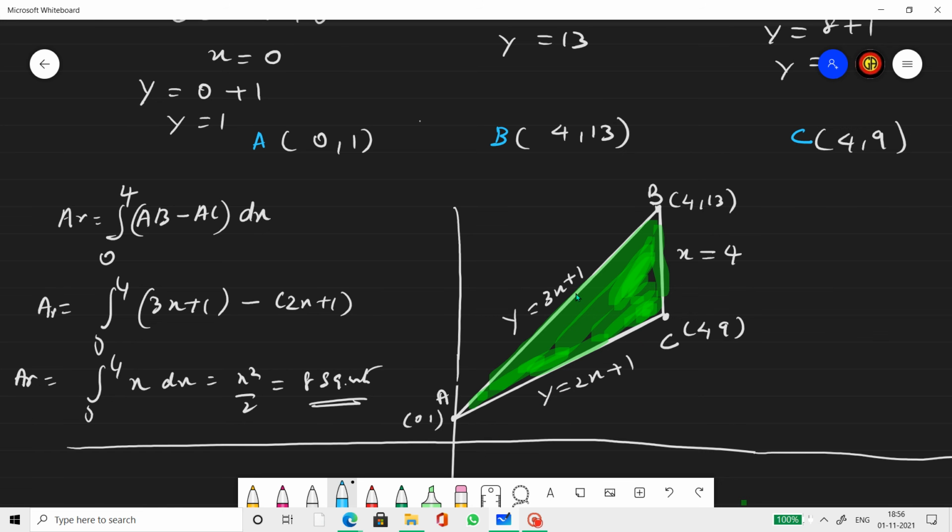Now as I said before, integrate AB with limit 0 to 4, minus integration of AC with limit 0 to 4. Since the limit is the same, there is no need to do them separately, we can do them together. So AB minus AC. If you simplify before integration, you get only x. The integration of x is x square by 2. Then upper limit minus lower limit will give you the answer as 8 square units.